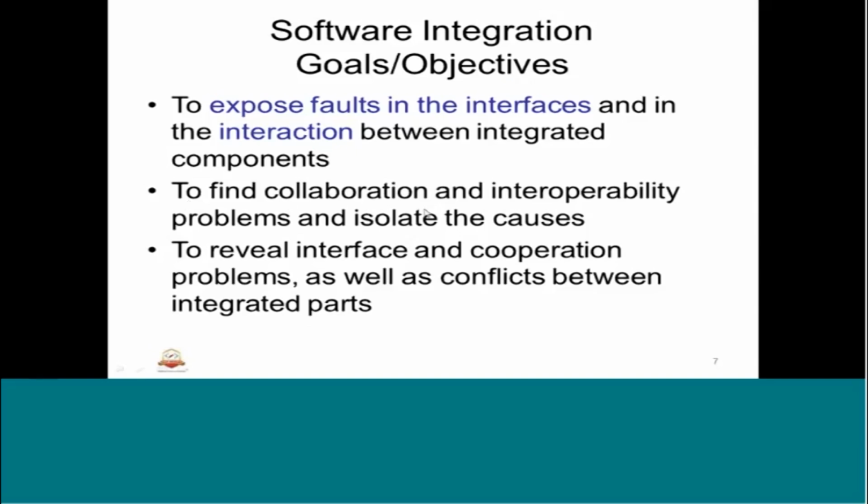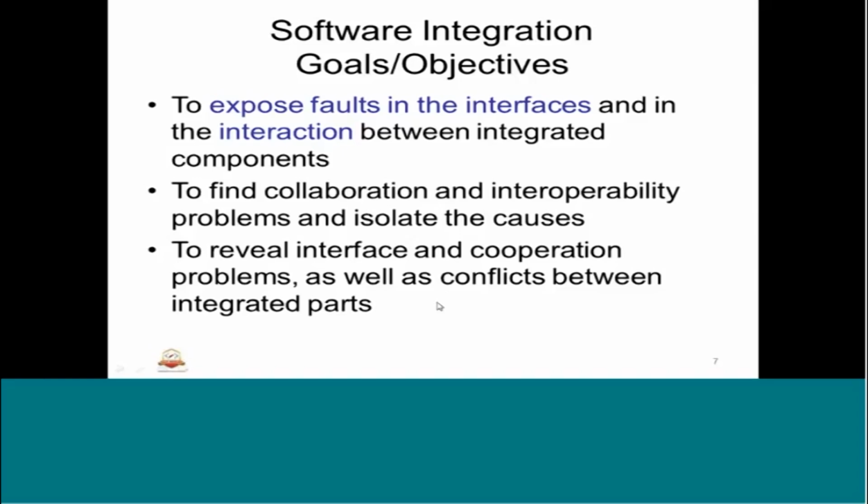Next one is to find collaboration and interoperability problems and isolate the causes. That means interoperabilities, interoperations we are going to have along with the external systems or subsystems, how it can interoperate with those systems is what we are going to find out while doing the integration testing. Also see the collaboration of different components as we have studied in the earlier slide. The next one is to reveal interface and cooperation problems as well as conflicts between integrated parts.